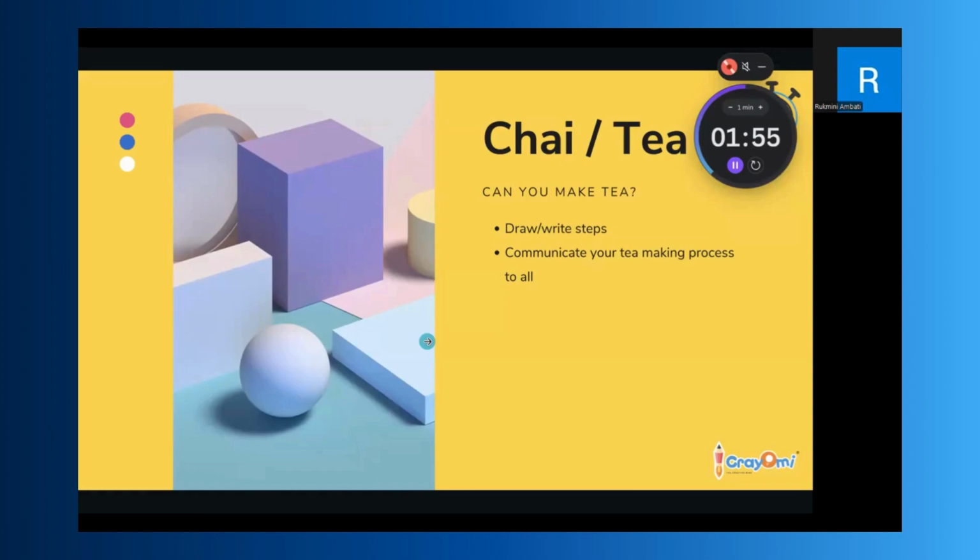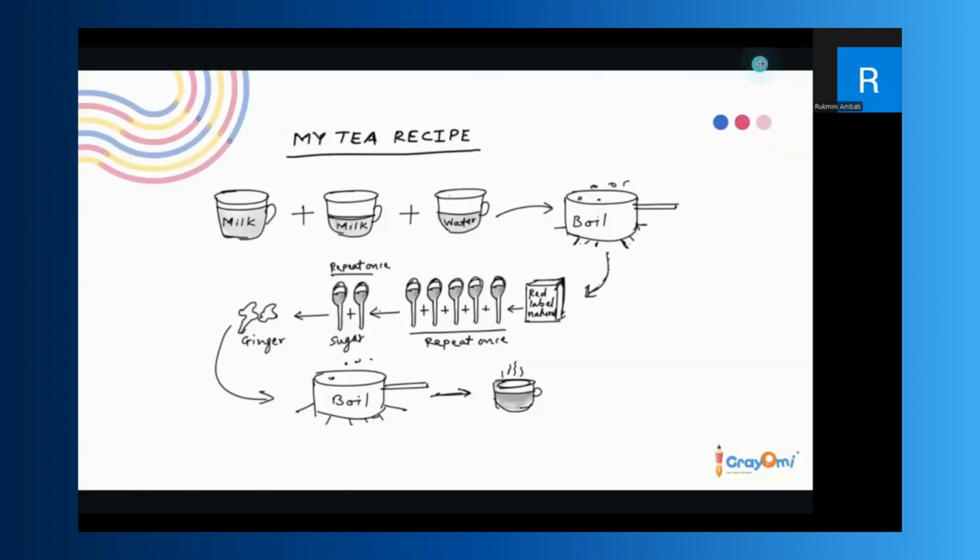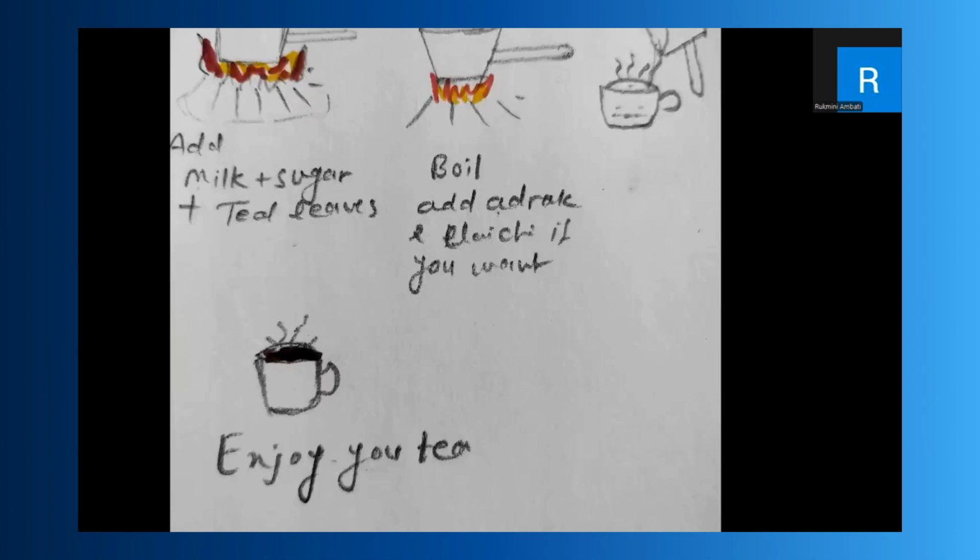Okay. Thank you, everyone who has shared it. Now let's see what my process is. So what I do is first I take milk. I have shown it very roughly, but with the proportion as well. 1.5 cup of milk.